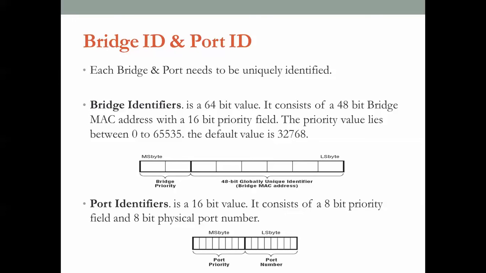The same thing also applies to port IDs, wherein you have a 16-bit value composed of port priority and port number. The port number is also unique to each and every port on a bridge. It's the physical port number of your hardware, so it's supposed to be unique for each and every bridge. And you also have this port priority which can be modified by the operator. When we do the simulations, we'll see how these two play a very important role in building the topology.